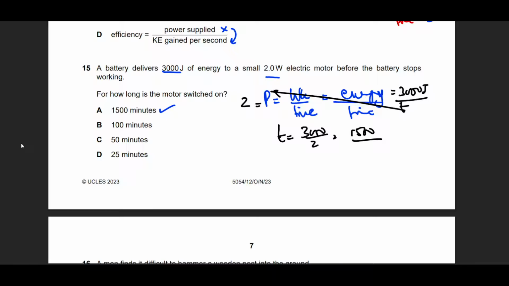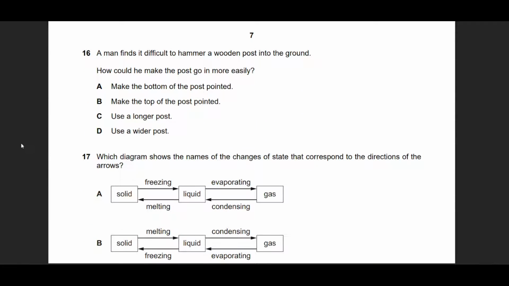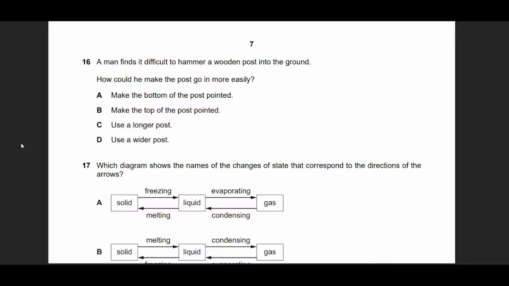Now students become very hasty and mark option A as the answer and move on. This is the wrong answer, because in this equation, time is actually found in seconds. If the time is in seconds, and you can see that all options are in minutes, then you have to convert this into minutes. So this is going to be divided by 60 and the answer is going to become 25 minutes, which is option D. Be careful. Question number 16. We have a man who finds it difficult to hammer a wooden block.